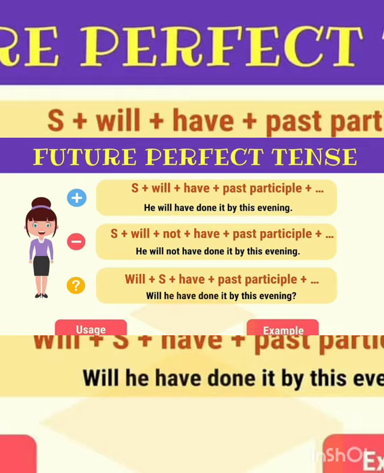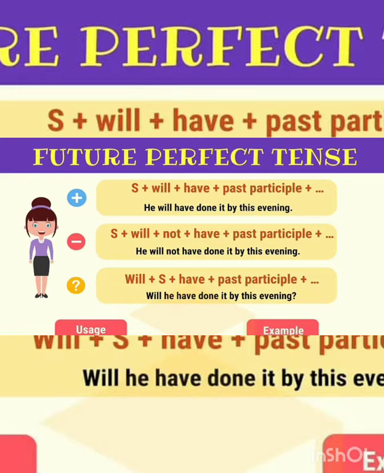So the formula of future perfect tense is subject plus will plus have plus past participle for an affirmative sentence. Subject plus will plus not plus have plus past participle for a negative sentence in future perfect tense. And modal auxiliary, that is will plus subject plus have plus past participle for an interrogative sentence in future perfect tense.